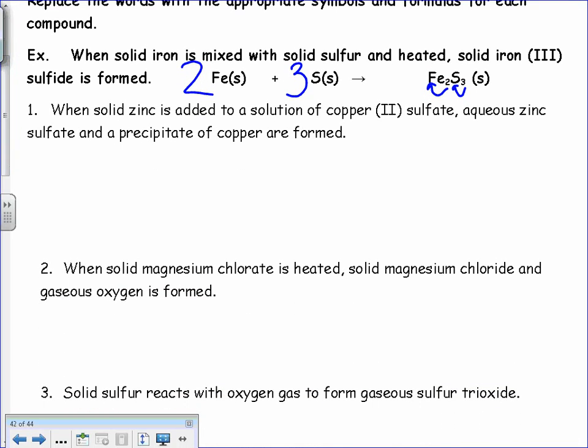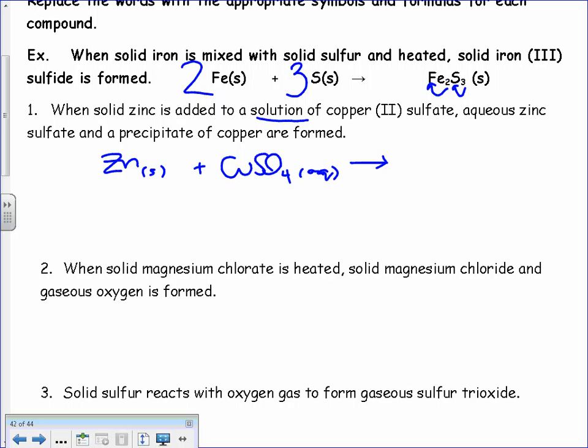Okay, so I'm going to read. You tell me what to write. When solid zinc is added, Zn(s), to a solution of copper 2 sulfate, CuSO4, and then how do you indicate solution of? A little aq right on the outside, okay? So when solid zinc is added to a solution of copper 2 sulfate, aqueous zinc sulfate and a precipitate of copper are formed. So seeing those are formed, I'm going to go ahead and write the yield arrow.